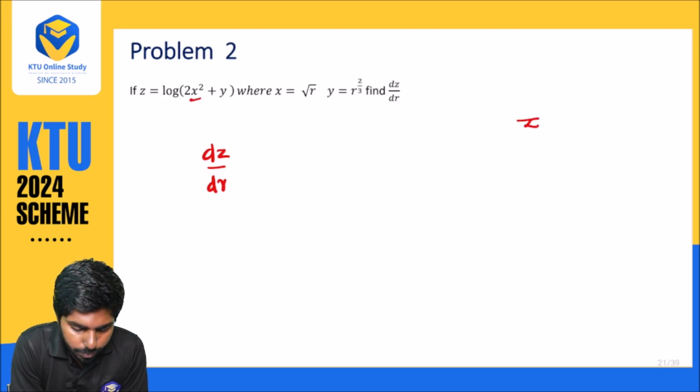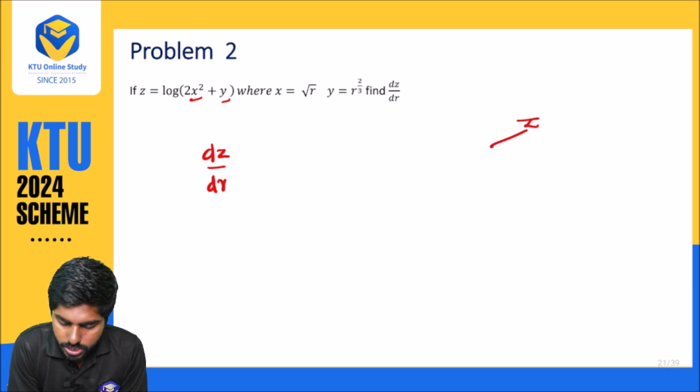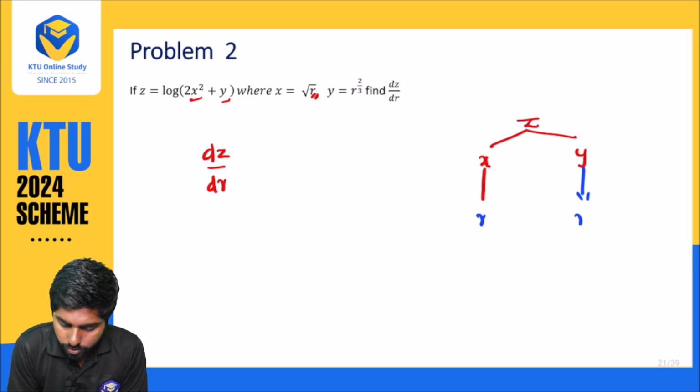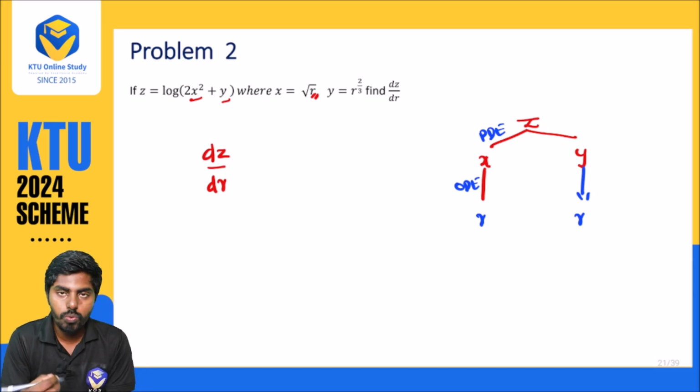Z is depending upon x and y value. So x is depending upon r, and y is also depending upon r value. So we can say that here it is a partial differential equation, and here it is an ordinary differential equation. So what is the formula?